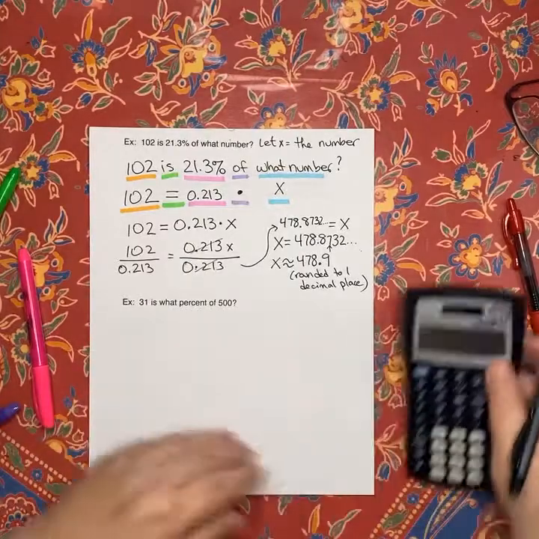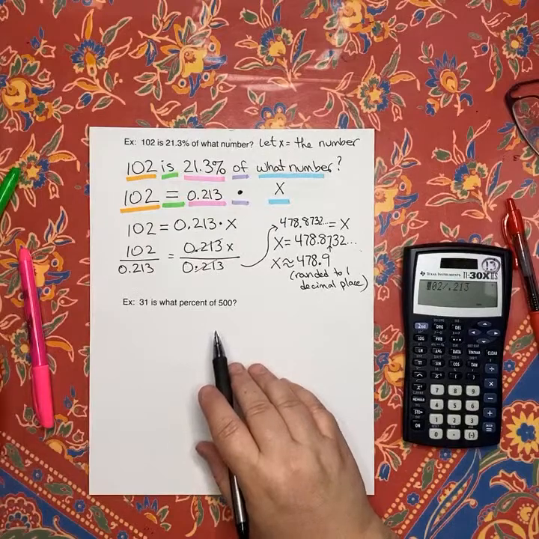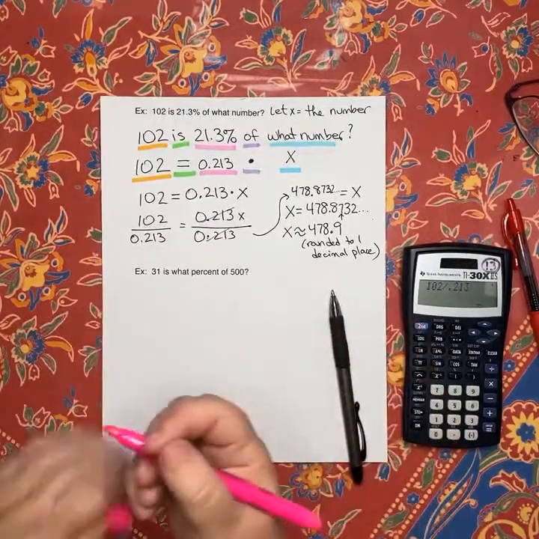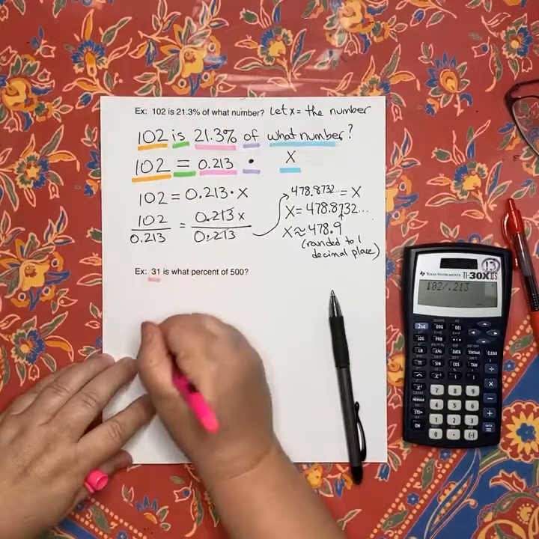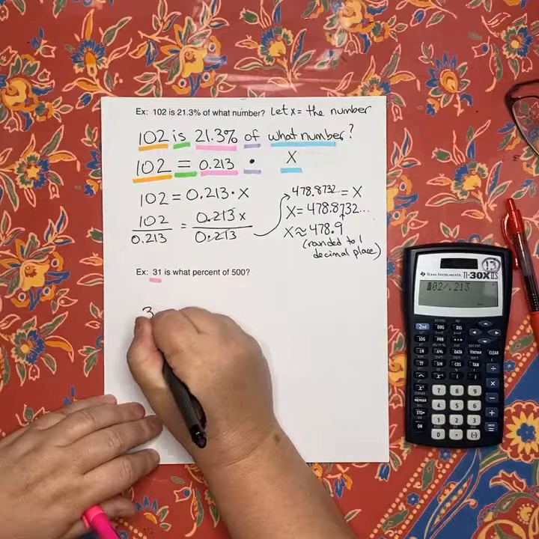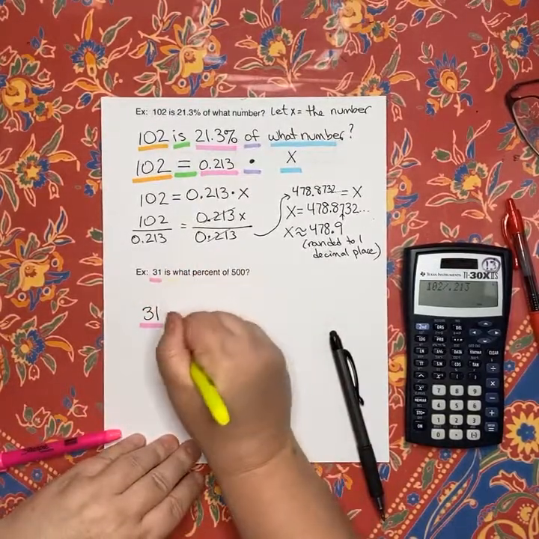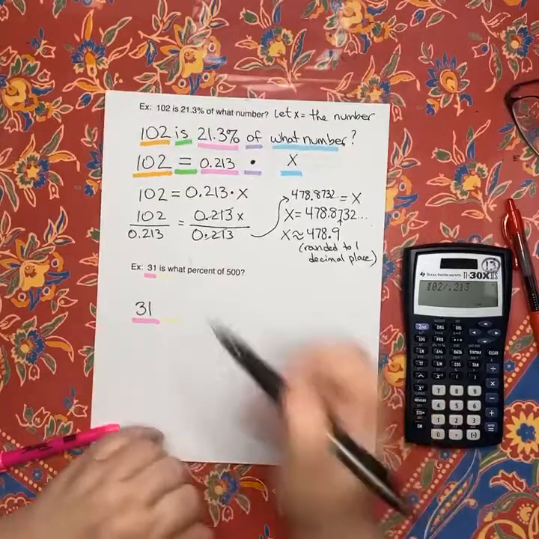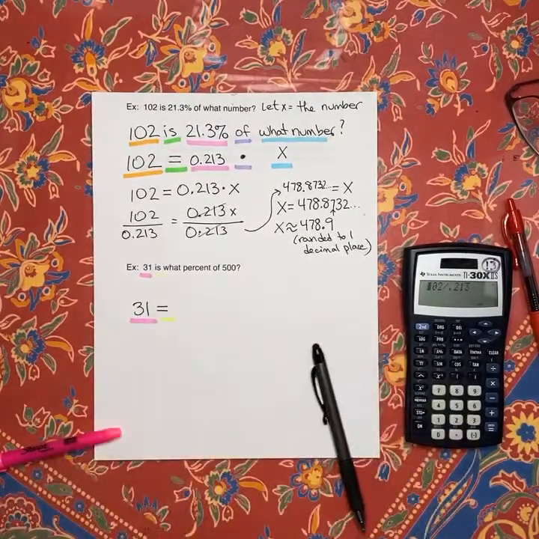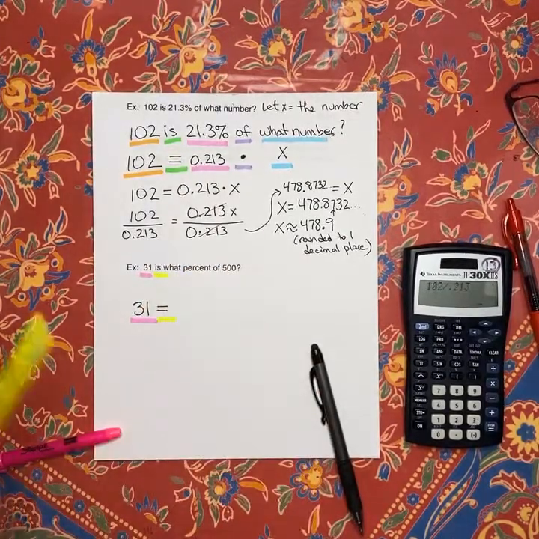We do. So 31 is what percent of 500? Shall we translate? 31, already a number, 31. The word is one of the little ones. It's funny, the little ones are the most important, it's the equals, right? Let me get that fat so you guys can see it. There we go.